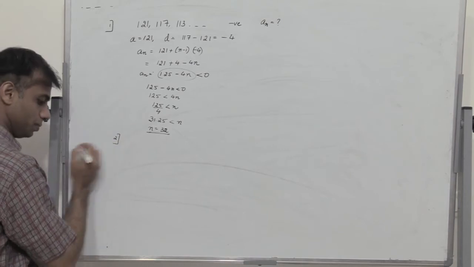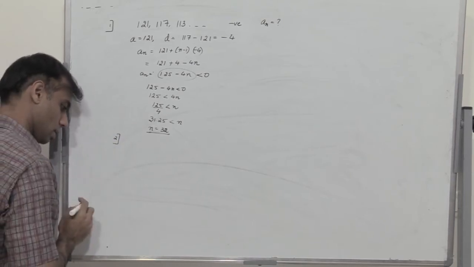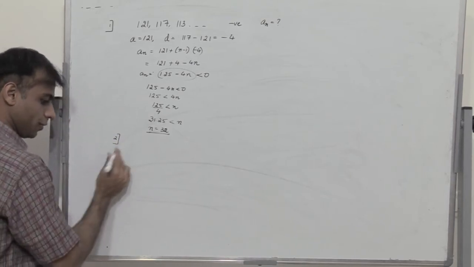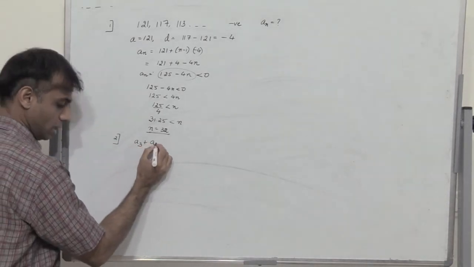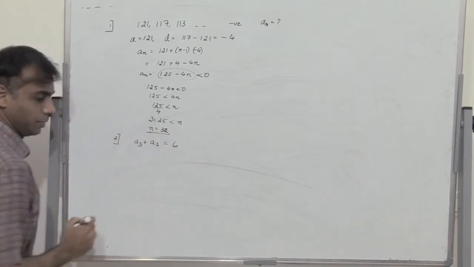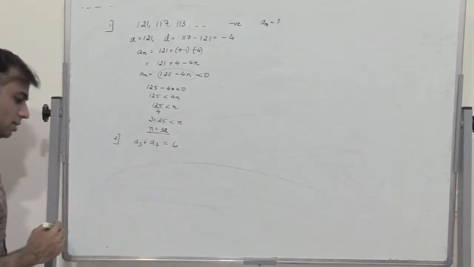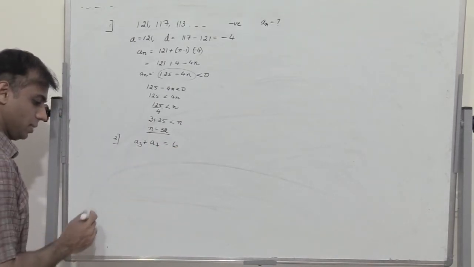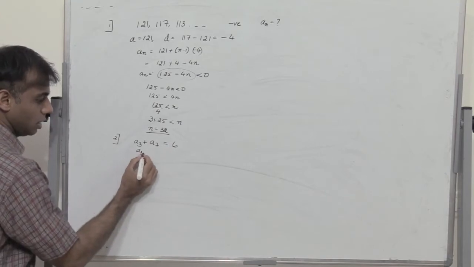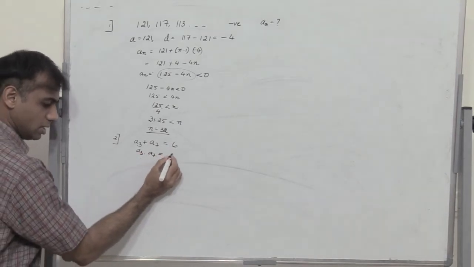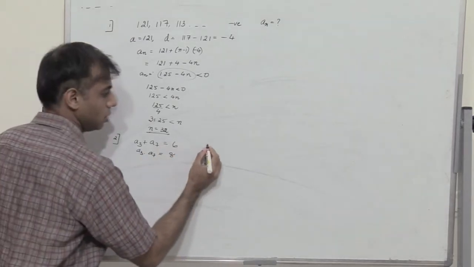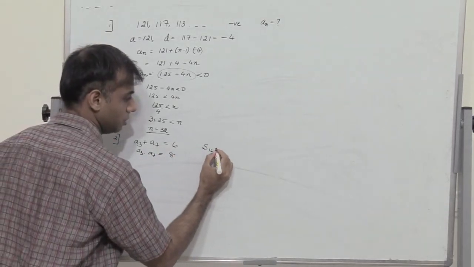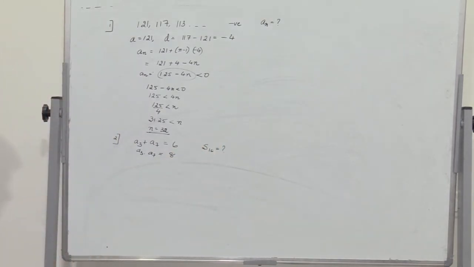Next, problem 2. The sum of the third and the seventh term, that is a3 plus a7, is 6. And the product of the third and the seventh term is 8. So we have a3 into a7 is 8. So we need to find the sum up to the 16th term.